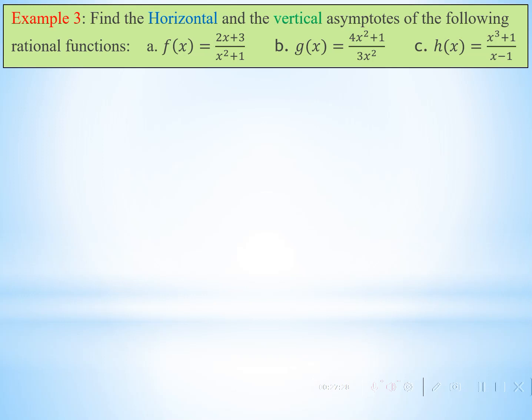Find the horizontal and the vertical asymptotes of the following rational functions. A. f of x equals 2x plus 3 over x squared plus 1. B. g of x equals 4x squared plus 1 over 3x squared. C. h of x equals x cubed plus 1 over x minus 1. This example teaches you how to determine the horizontal asymptote. I make it blue. And this example also is a revision of the vertical asymptote. I make it green.